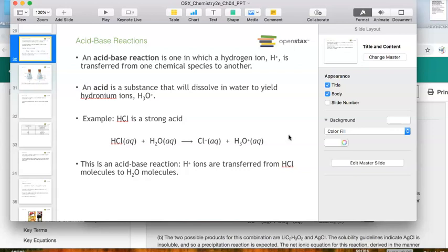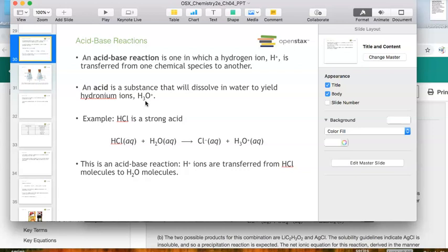Anyway, starting at the simplest definition, an acid is when a hydrogen ion is transferred from one chemical species to another. So what is an acid? It is a substance that will dissolve in water to yield hydronium ions. Believe it or not, water can actually react with itself, and when it does that, it forms hydronium ions.